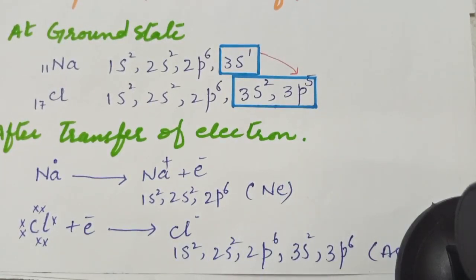The electron lost by the sodium atom is accepted by the chlorine atom and it gains a negative charge. After accepting this one electron, its outermost shell is completed, having 8 electrons, and its electronic configuration will be 1s2, 2s2, 2p6, 3s2, 3p6. This electronic configuration is close to the noble gas argon.